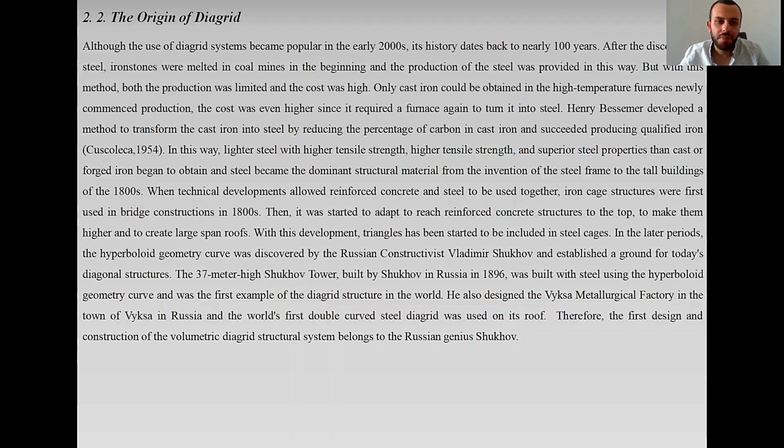1800s. When technical developments allowed reinforced concrete and steel to be used together, iron cage structures were first used in brick construction in the 1800s. Then it started to adapt reinforced concrete structures to make them higher and create longer lifespans.